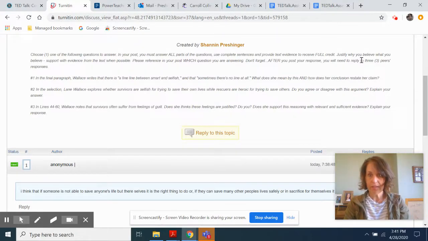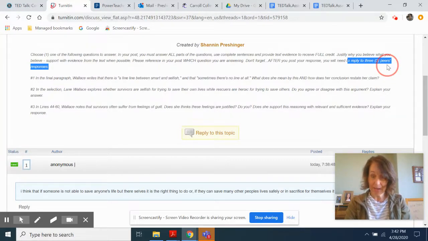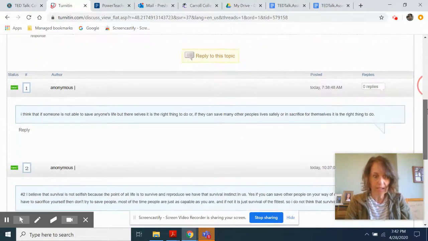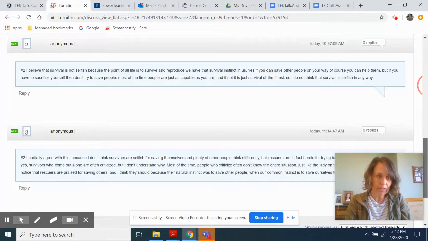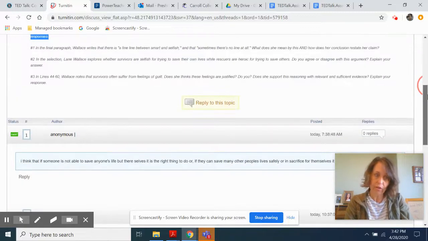If you look up here, the next part is I have to reply to 3 peers' responses. So if not everybody's done their assignment, it makes it difficult for me to respond. So I can't really respond yet because only one person has replied. It looks like 3 people have replied. So I guess I could reply to each of these, and then I could be done.